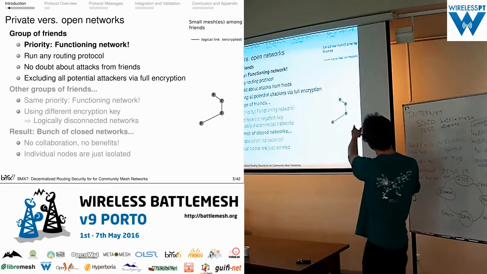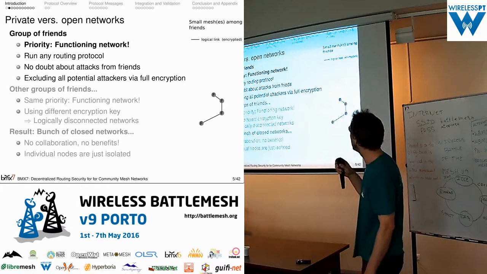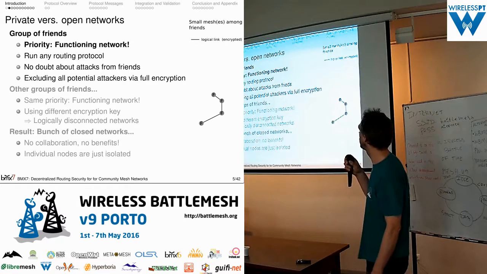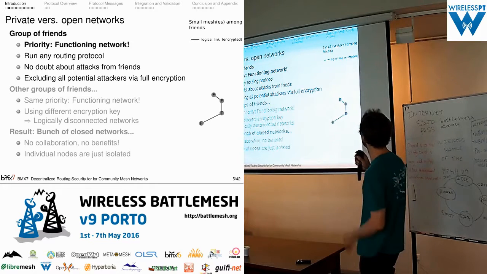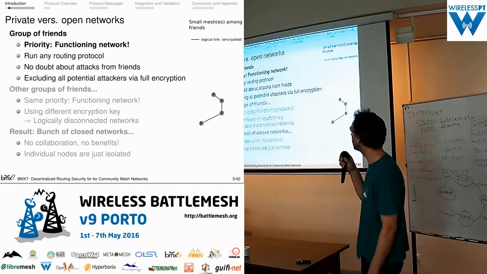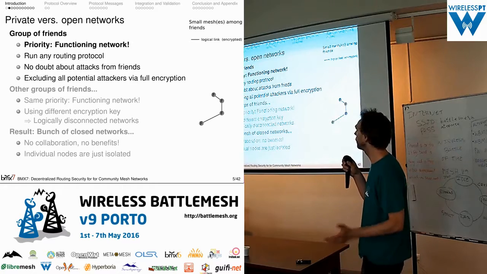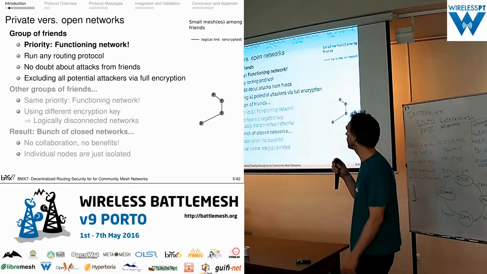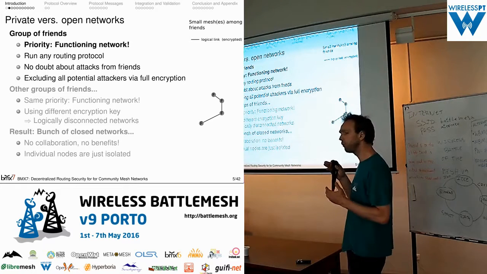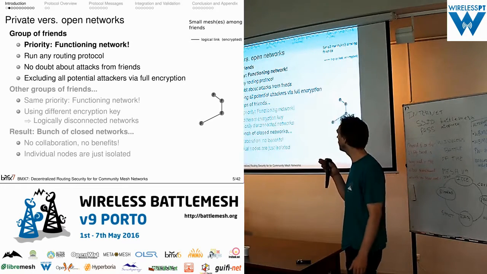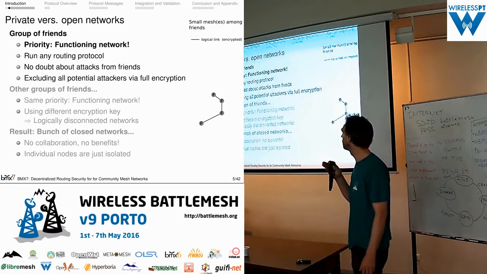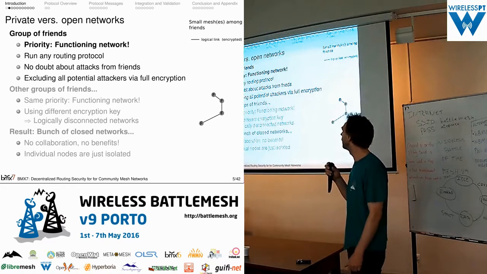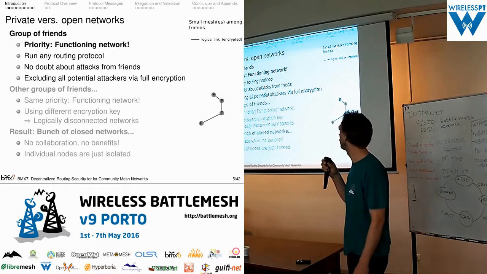If you consider a group of friends whose main priority is to have a functioning network, like we have here, for example, 4 nodes living in separate places of a city. They set up some devices and some links and run any routing protocol. Because they have no doubts between themselves, they are all friends, they know each other, they don't care about attacks from inside, and to protect against attacks from the outside world, they just encrypt all these links, so that they have a kind of security on these links and can be sure that the routing protocol is not disturbed or interrupted.